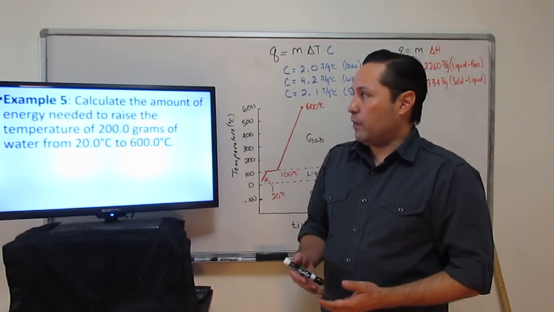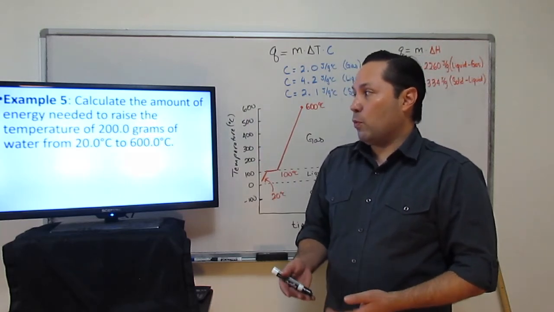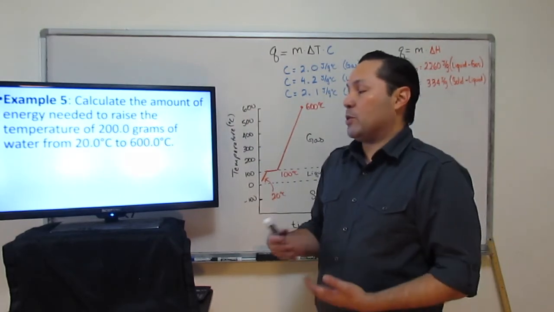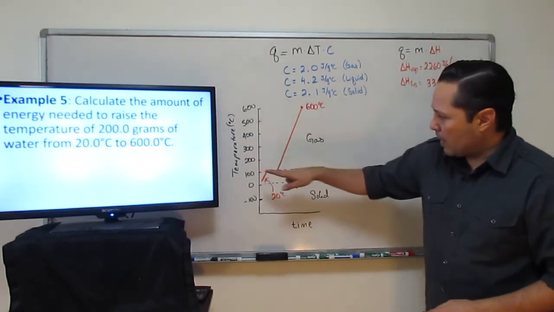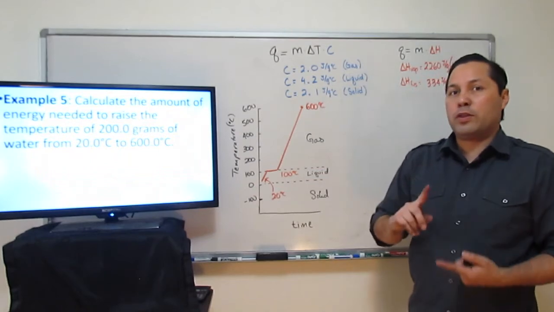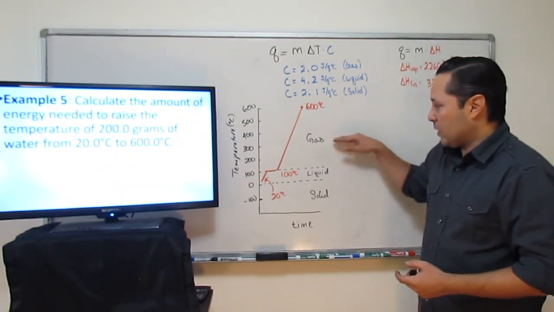In example 5, we're given the following. Calculate the amount of energy needed to raise the temperature of 200 grams of water from 20 degrees Celsius all the way up to 600 degrees Celsius. Now, let's take a look at our graphs. At 0 and 100, that is where the phase changes happen. From solid to liquid is at 0, from liquid to gas at 100.